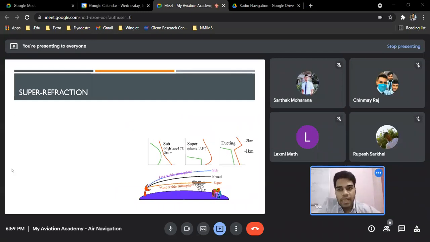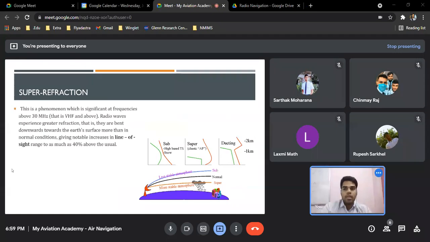Another new thing is known as super refraction. With the word super, you can understand it is an increase in the refraction. This phenomenon is significant at frequencies above 30 megahertz, which is VHF and above. Radio waves experience greater refraction, so they are bent downwards towards the Earth's surface more than in normal conditions, giving a notable increase of line of sight ranges to as much as 40%.